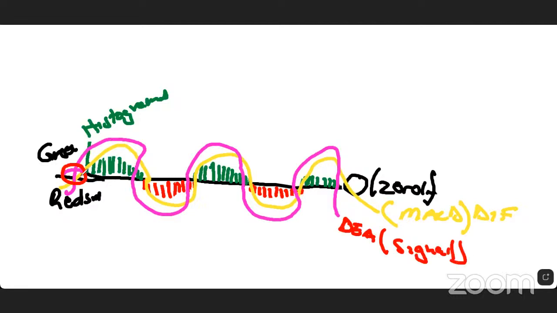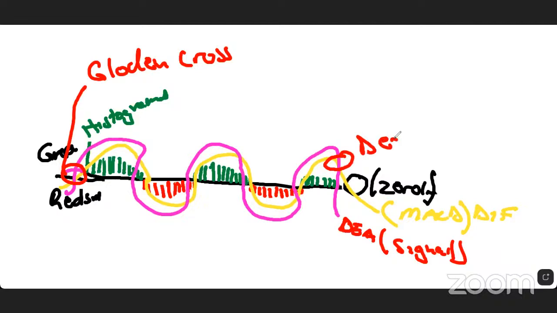Now, when the signal line crosses the MACD line, it is called a golden cross. And when it happens here like this, it is called a death cross. A death cross means that the market is going to go down. A golden cross means that the market is going to go up. Give me a 2 in the chat if you have understood it.